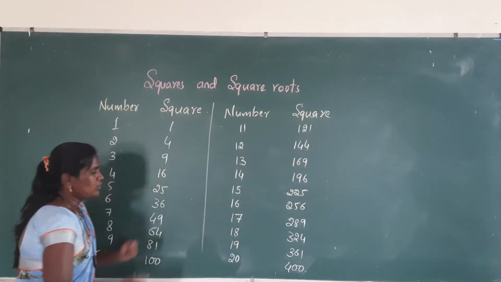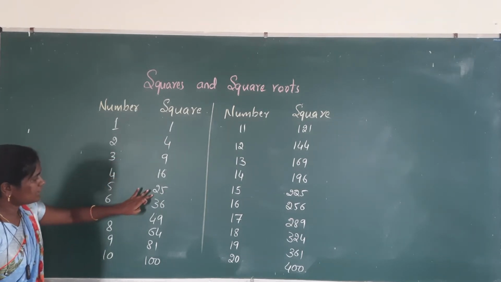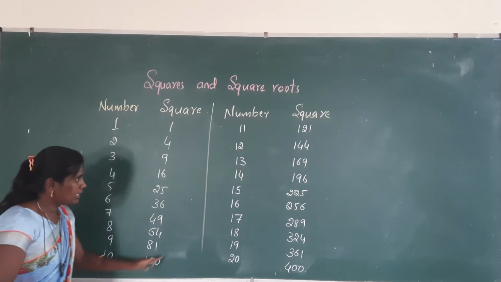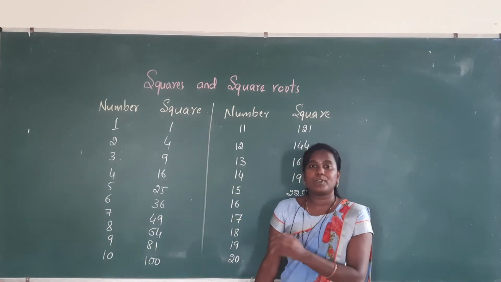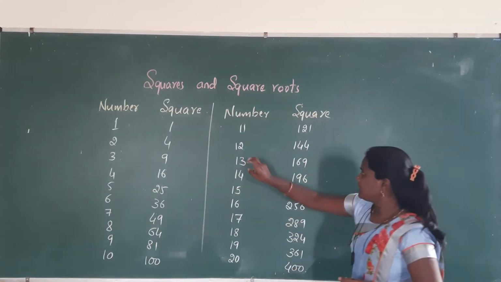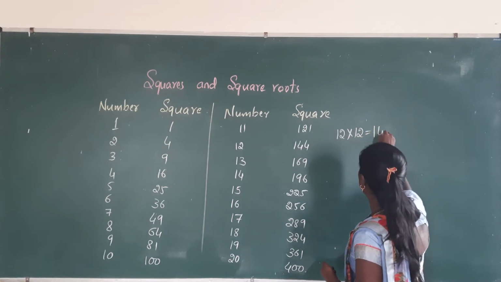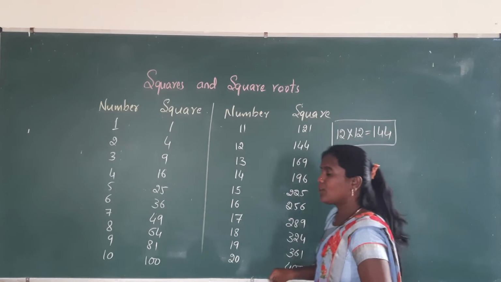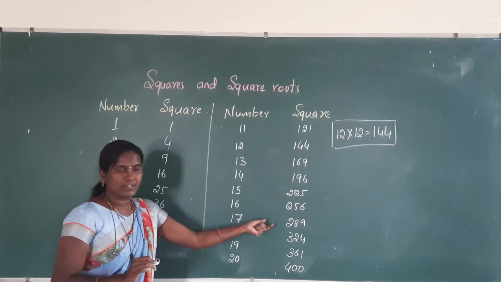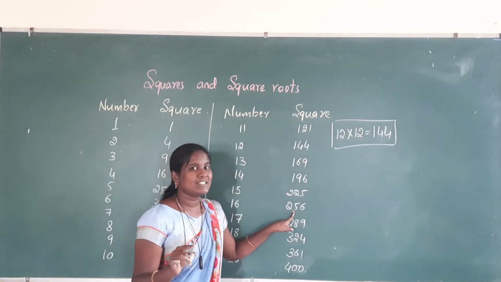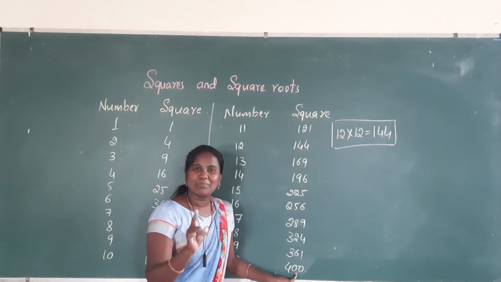If you observe all this, 1, 4, 9, 16, 25, 36, 49, 64, 81, 100 and all these square numbers are called perfect squares. When you multiply 12 by itself, the answer is 144, which is a perfect square. If you multiply 16 by itself, you get 256, then it is a perfect square. If you multiply 20 by itself, the answer is 400, that is a perfect square.